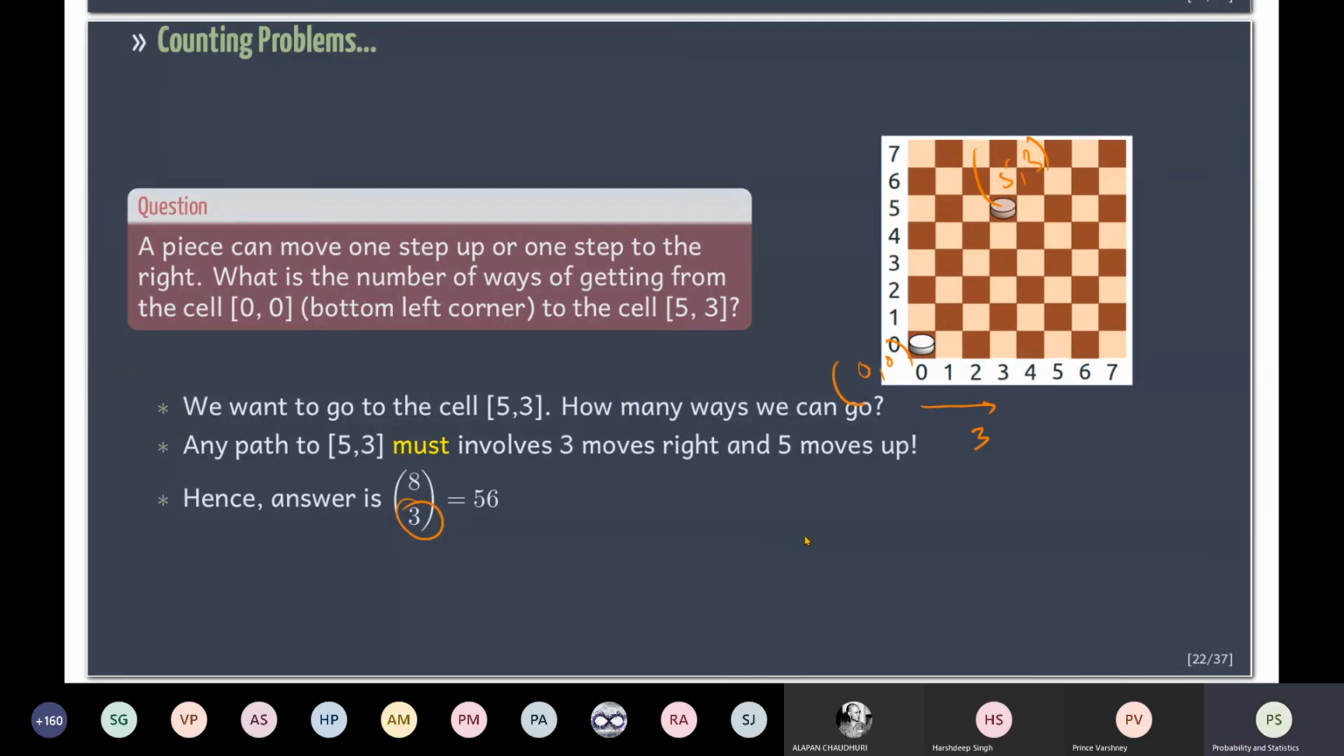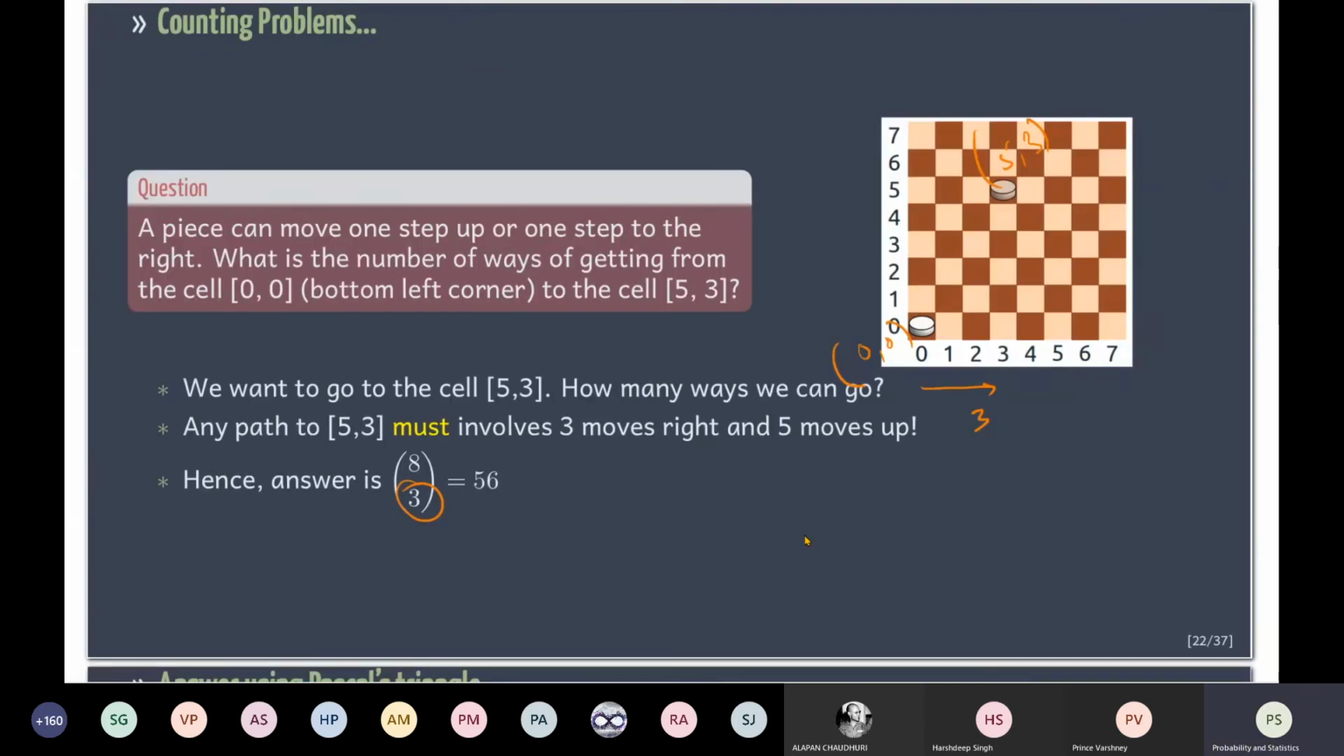8 places. We will choose 3 places to the right, remaining for the up. So it is this. Okay, I got your answer. It's correct. Yeah, chat seems to be a good thing, because sometimes audio may not be correct, right? Okay, good. So you got it.